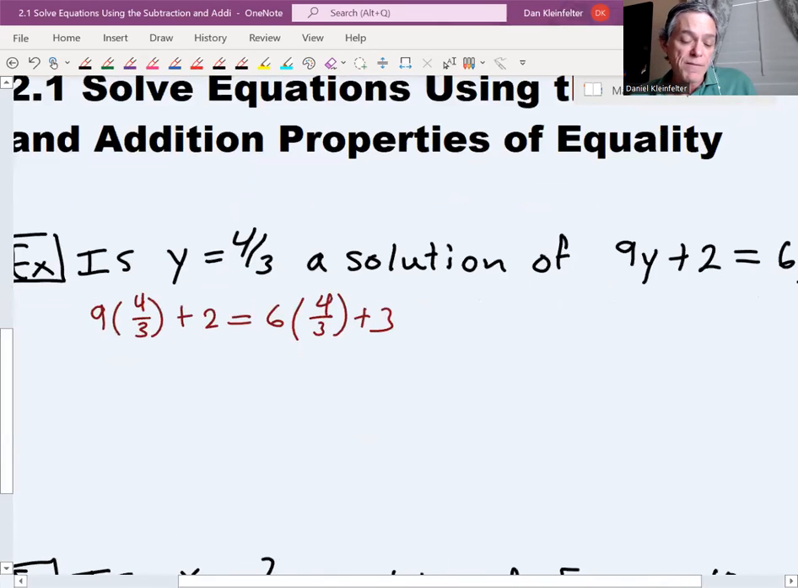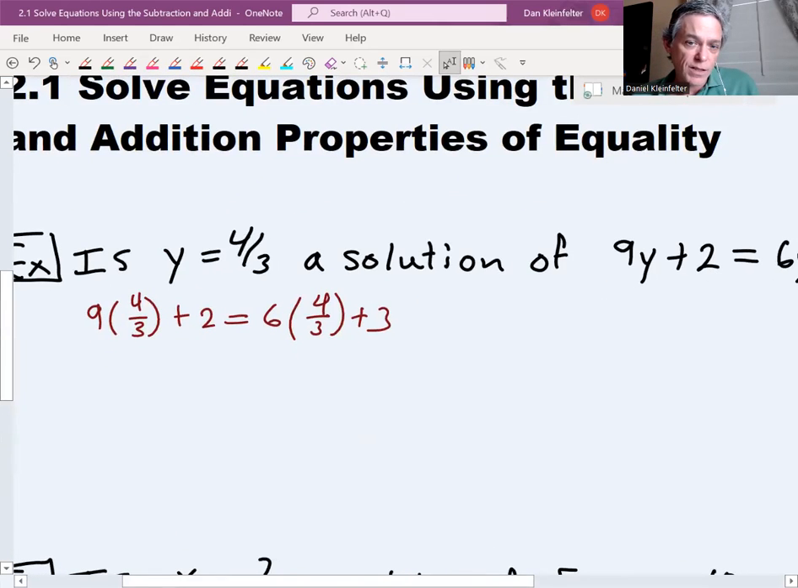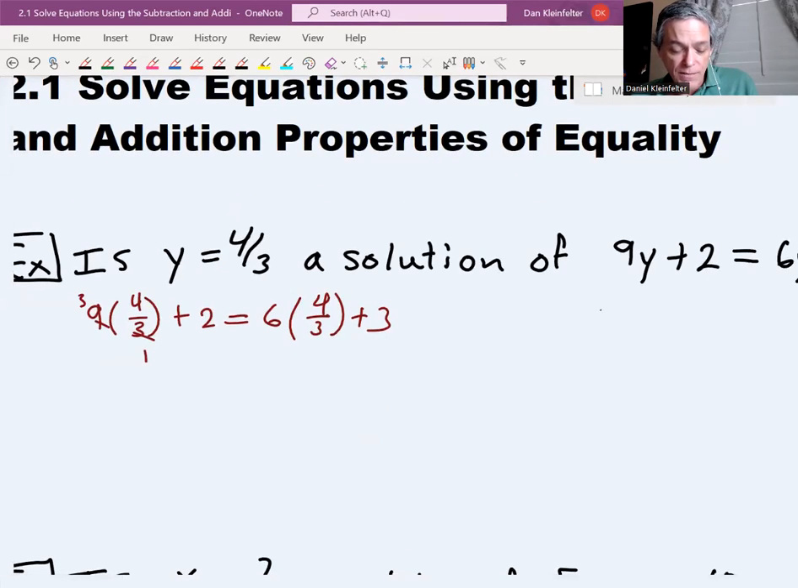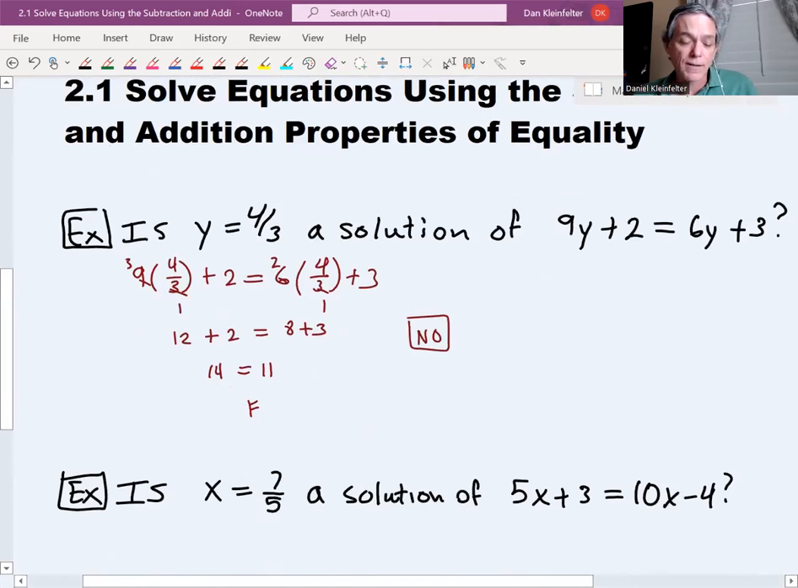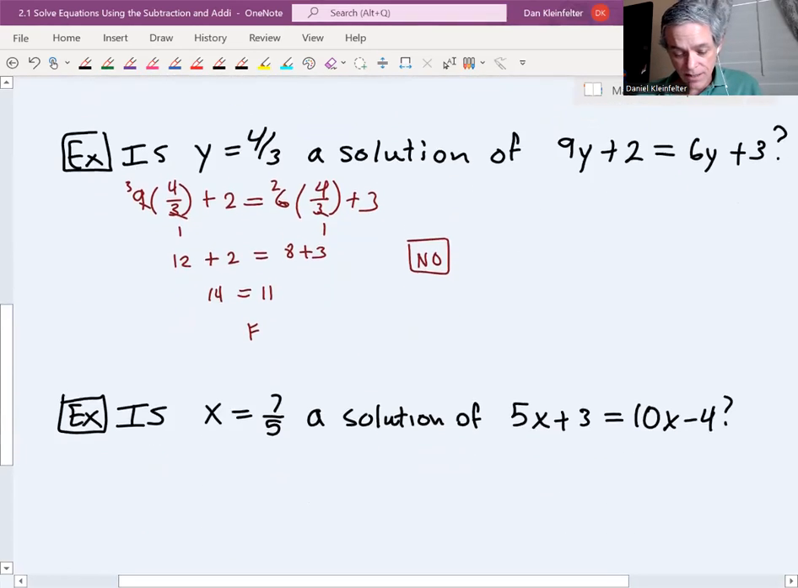Let me simplify both sides and then we'll see if it gives something that's true or not. Okay, 9 and 3 have a common factor of 3 that can be divided out. It gives us 12 plus 2 on the left side. On the right side, a common factor of 3 can be divided out. This gives us 8 plus 3. And that says 14 is equal to 11, and that's false. So the answer to the question there is no. 4/3 is not a solution of the equation that's stated. Okay, let's try the next one next.